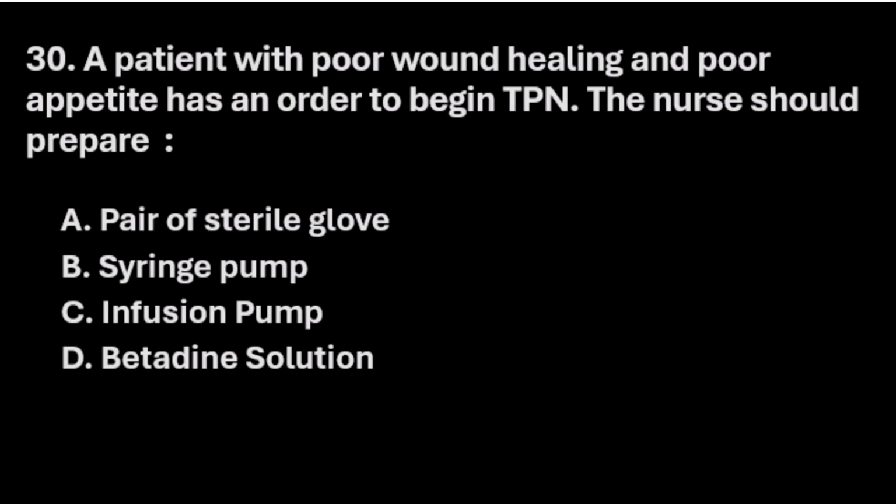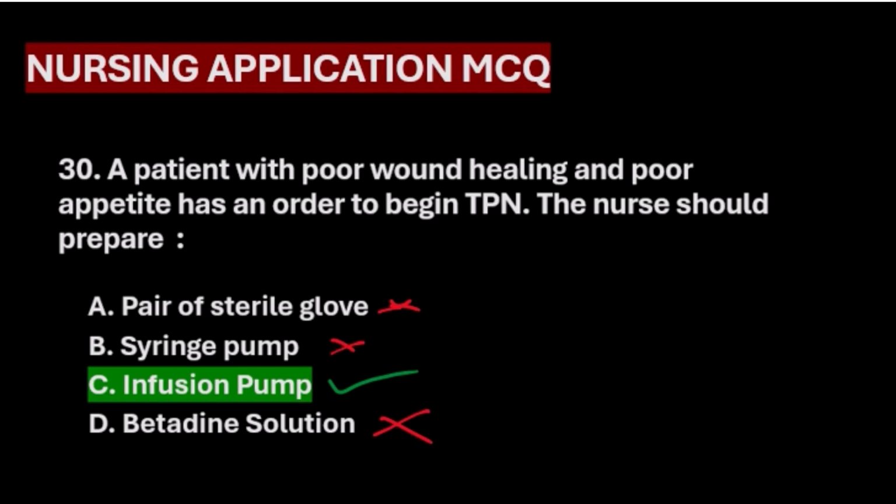Next question: a patient with poor wound healing and poor appetite has an order to begin TPN. The nurse should prepare option A, pair of sterile gloves, option B, syringe pump, option C, infusion pump, and option D is betadine solution. The right answer is option C, infusion pump.